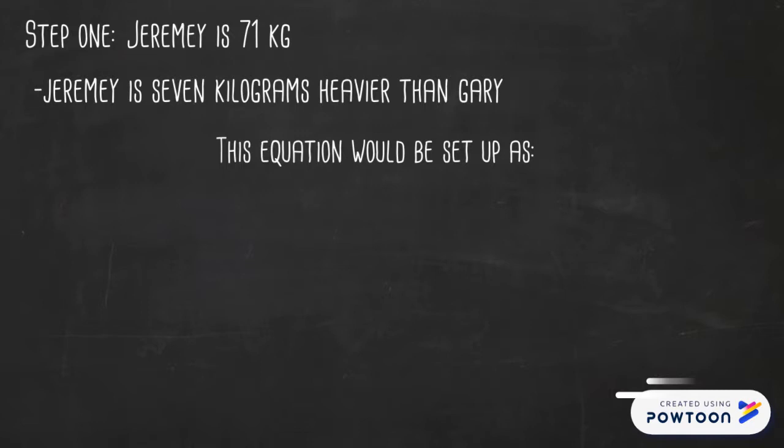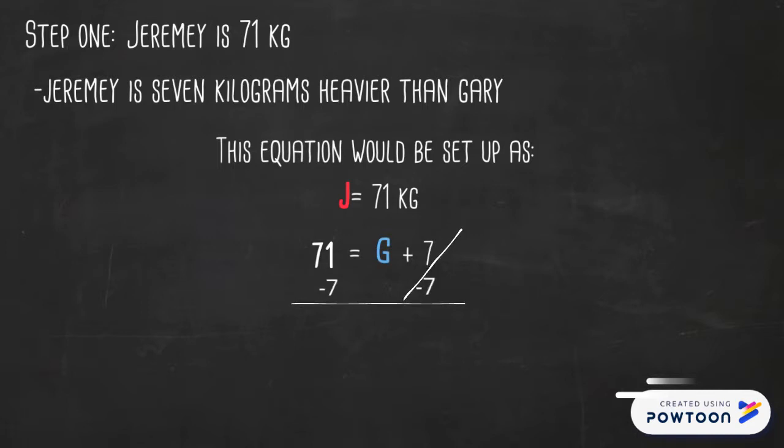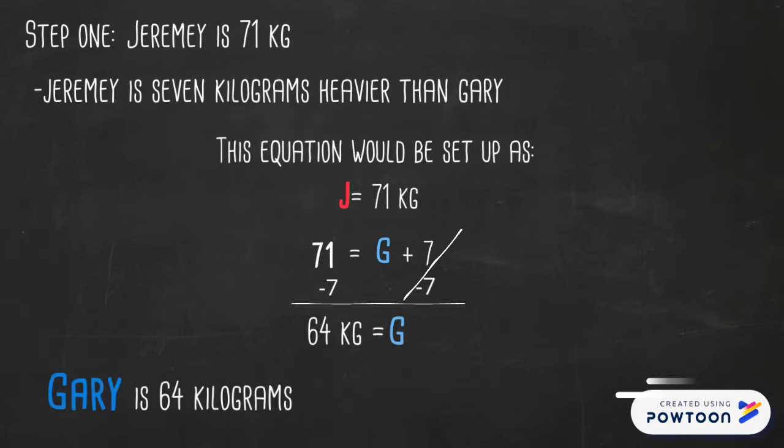Knowing that Jeremy is 71 kilograms helps us to solve for the weight of Gary. The equation would be set up as 71, which is the weight of Jeremy, equals g plus 7. We would subtract the 7 from either side and find that Gary is 64 kilograms. Is this how you would have set up your equation?